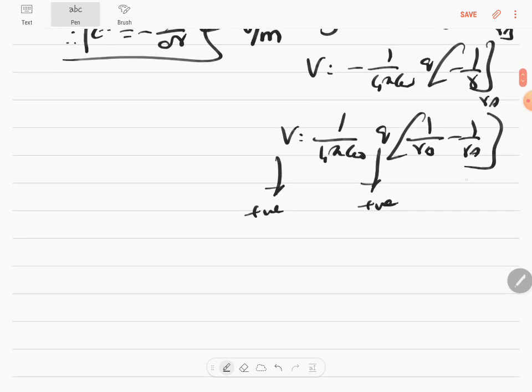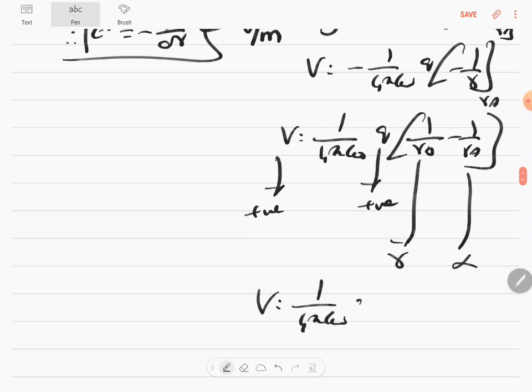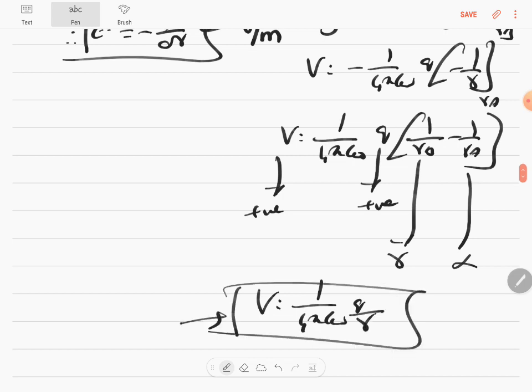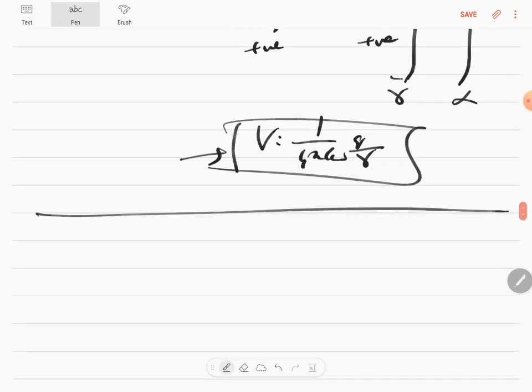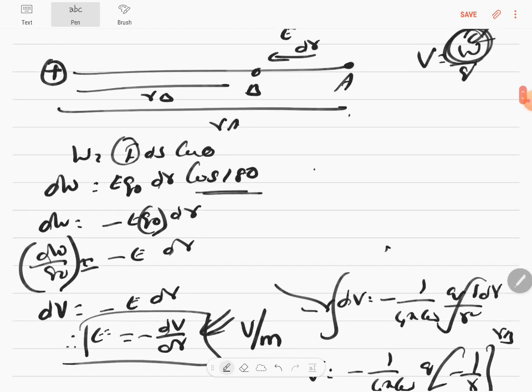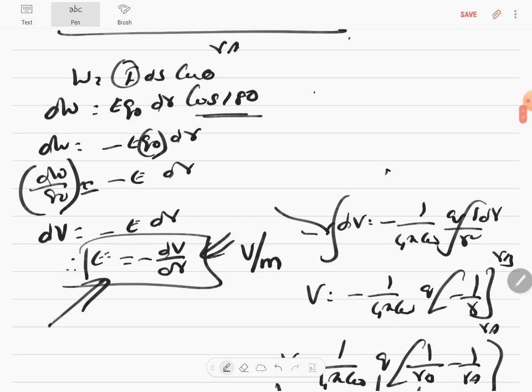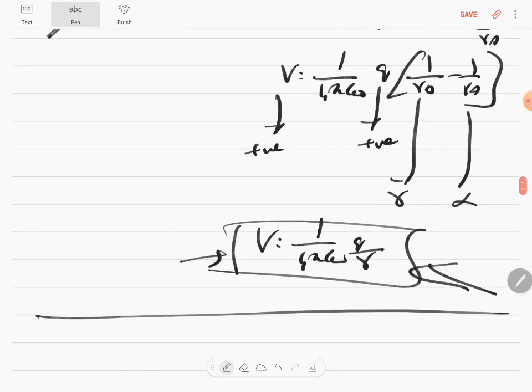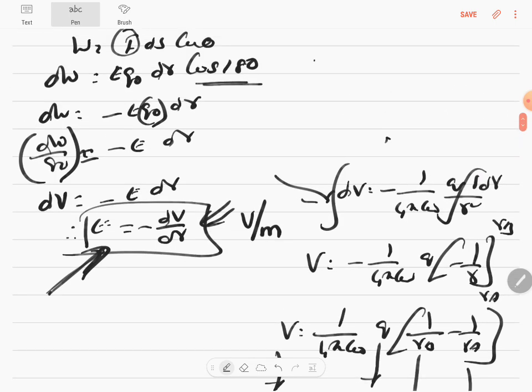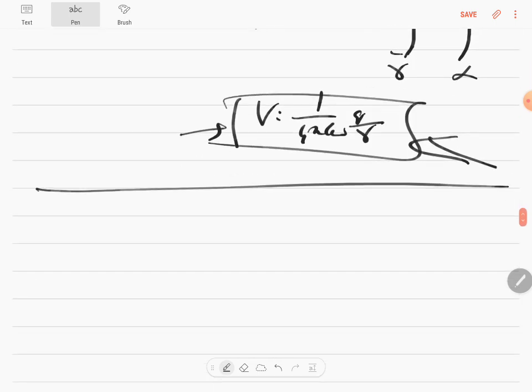So, if supposing this A is at infinity and B is some R, the whole formula will change as 1 by 4 pi epsilon naught into Q by R. That is the potential at any point R. That's all. So, this derivation is to prove that electric field is the negative of the potential gradient. This path is to find the potential at any point R from a source charge. So let's go to the next derivation.